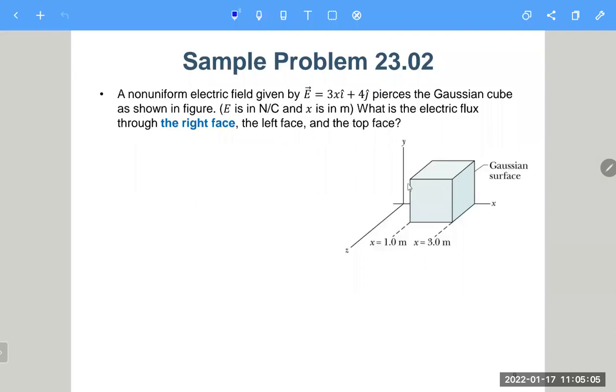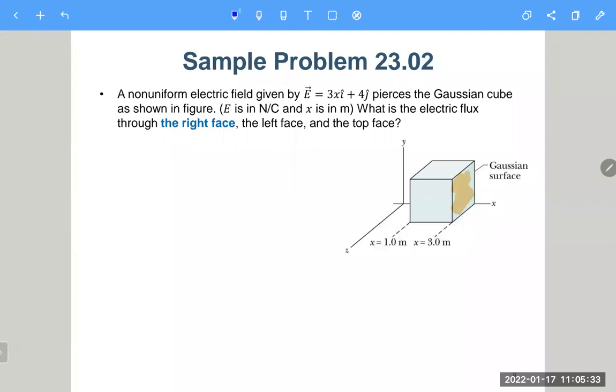So as you can see, here is the cube. And of course, there are totally 6 faces, facing left, right, front, back, and up, down. So it asks to calculate the electric flux through each face. Let us consider this one first. This is the right face.